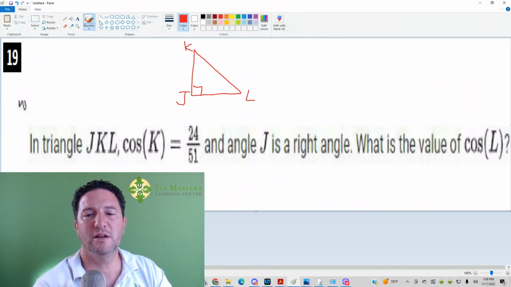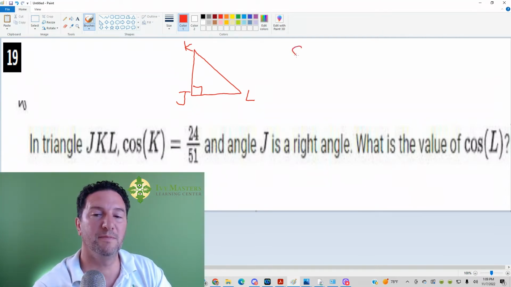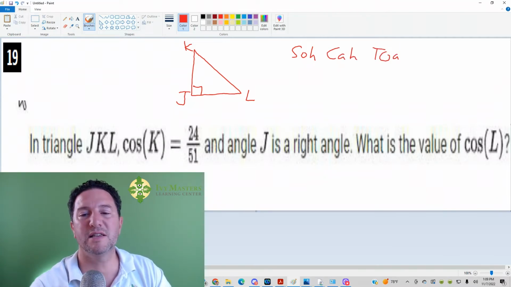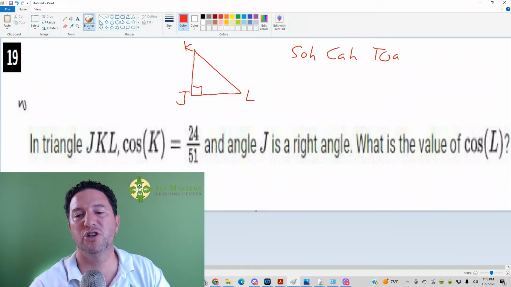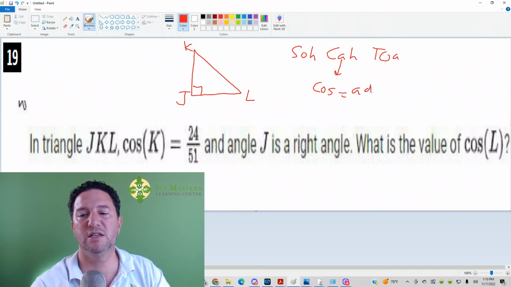So what it's telling us is that the cosine of K is 24 over 51. What the heck does that mean? Well, if you remember SOH CAH TOA, sine is opposite over hypotenuse, cosine is adjacent over hypotenuse, tangent's opposite over adjacent. We're focused on the cosine, which is adjacent over hypotenuse.